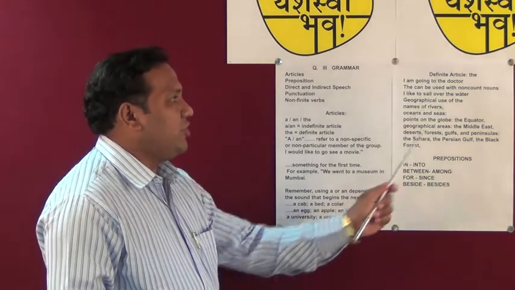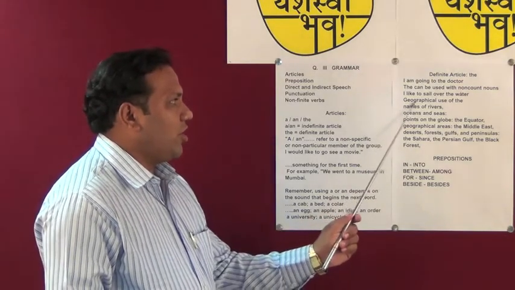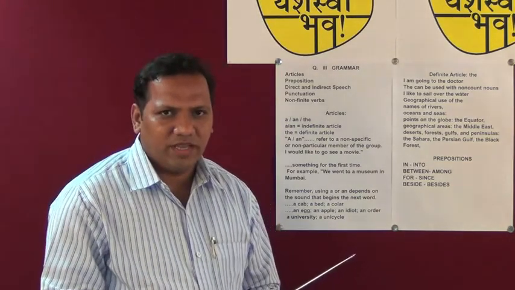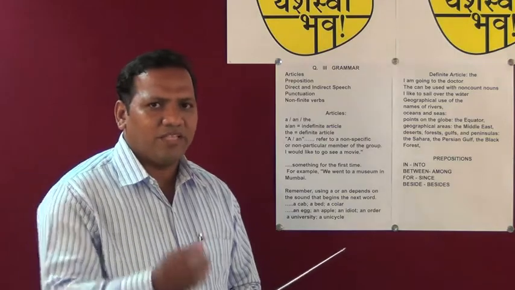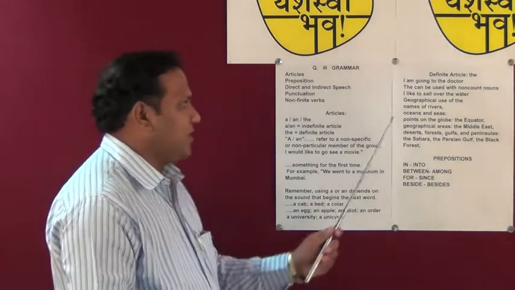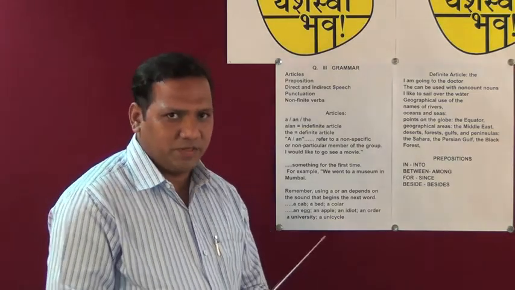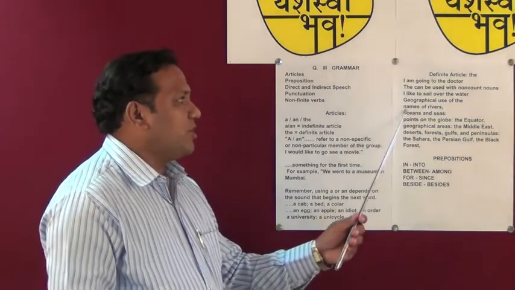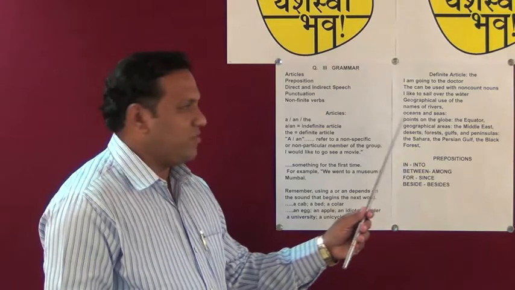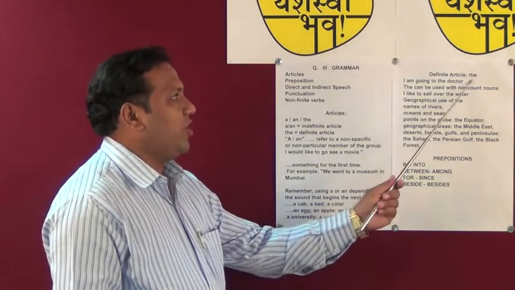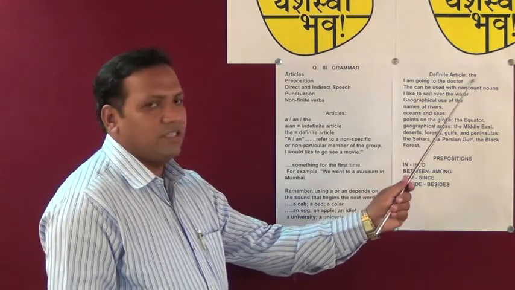Now, where the is used, another use: geographical uses of the. My simple suggestion is that you can open the geography book and whatever the names are there, place the in front of them, like this. Names of rivers, for example, the Ganges, the Yamuna, the Godavari, like this. Because the rivers are very specific, that's why you can place this particular definite article, that is the, in front of them.